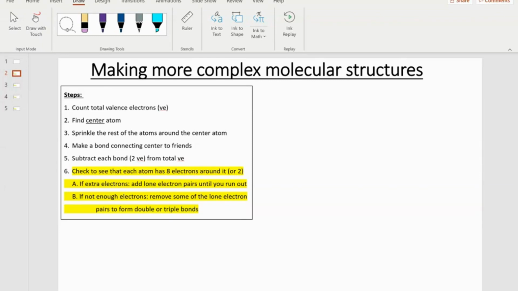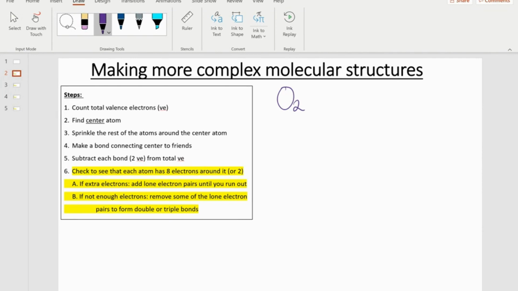All right, so we're going to look at how to make a molecule that's a little bit more complex. We're going to use the same steps, but if you notice, there's a highlighted section in our steps now that has an extra little part. So we're going to work our way through this and see how it goes. The first one we're going to do is O2, and we're going to follow the same steps.